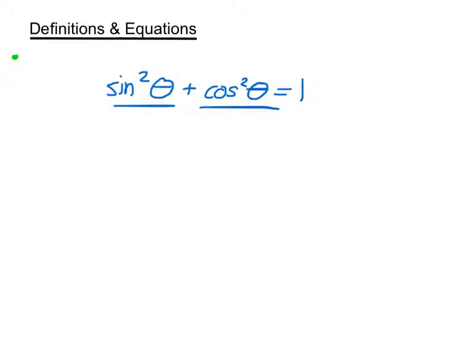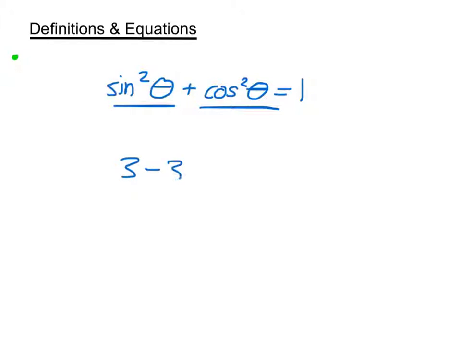Before we get into doing any factoring problems, remember from our previous videos, one of the most important trigonometric identities is sine squared plus cosine squared equals 1. We can use this to our benefit sometimes when we're trying to simplify expressions. I'll give you one quick example here.